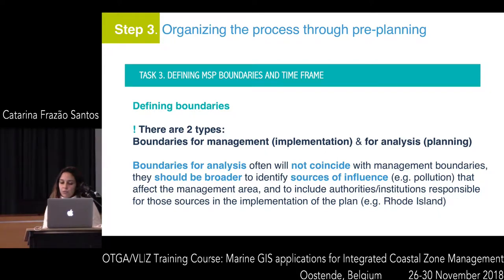And what they did was that the management area of the Rhode Island state would only go out to 3 nautical miles. And so that was the management boundary. But they extended that to 20 nautical miles when they defined the analysis boundary. So they analyzed 20 nautical miles, even though they only had authority to plan for 3. And that was a good example of how these two boundaries can work.